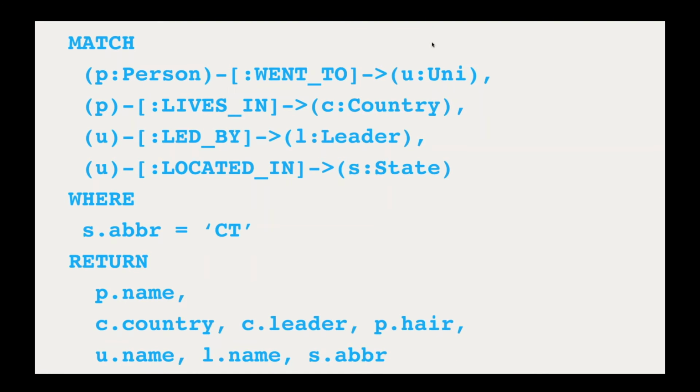And that SQL query we saw earlier, where we were looking for all students who live in Connecticut and what schools they went to, might look something like this in Cypher, where instead of writing joins, we're just writing the graph patterns that we're looking for in the graph.